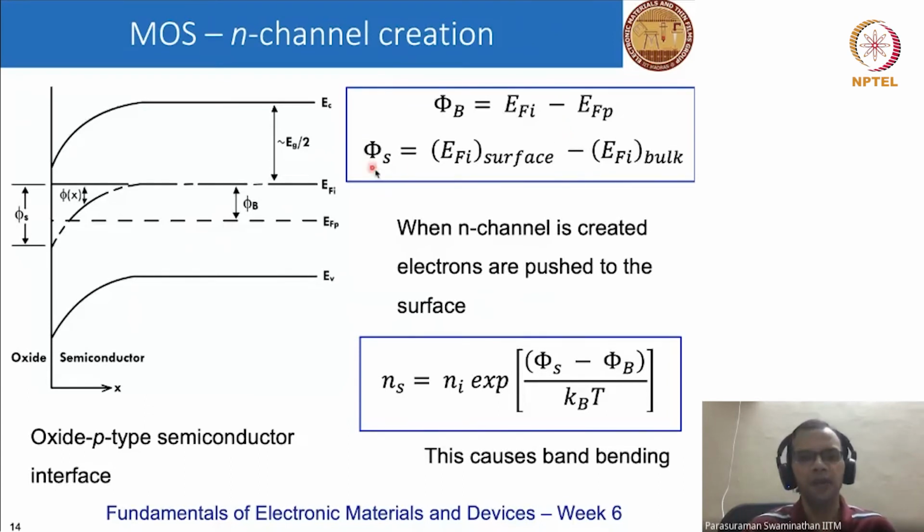When we now apply a potential such that we drive the minority carriers to the surface, we can define a surface potential, which is nothing but how much the bands have bent, and this is EFI at the surface minus EFI at the bulk. So remember again, this is a p-type semiconductor and we are pushing electrons to the surface in order to create an n-channel. The extra electrons that are available at the surface is equal to the difference between the surface potential and the bulk potential.